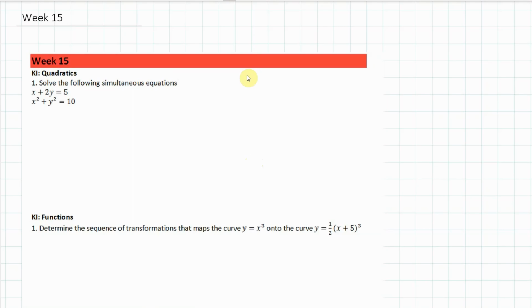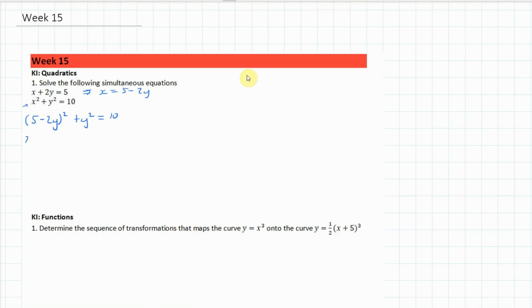Today we're going to begin, of course, with quadratics, and the first one here I've got to solve the simultaneous equation. So what I'm going to do is rewrite this first one as x is equal to 5 minus 2y, and then I can use that as my x value in the second one. So I'm going to substitute that in. I'm going to go 5 minus 2y, and I'll square that, plus y squared equals 10.